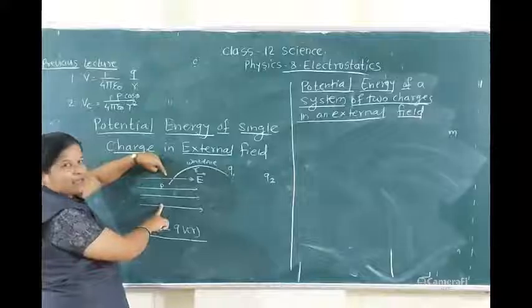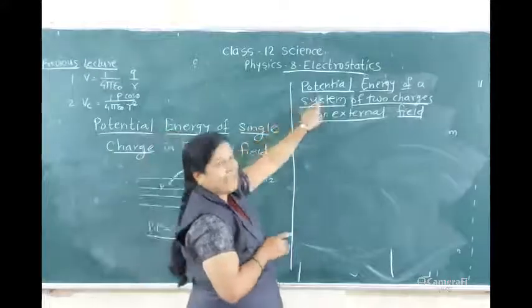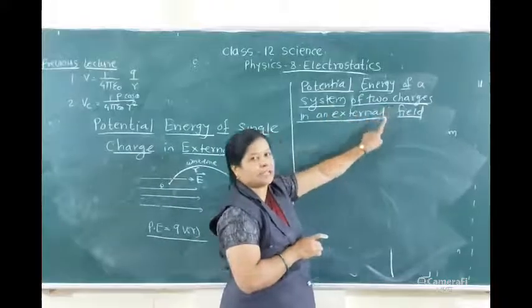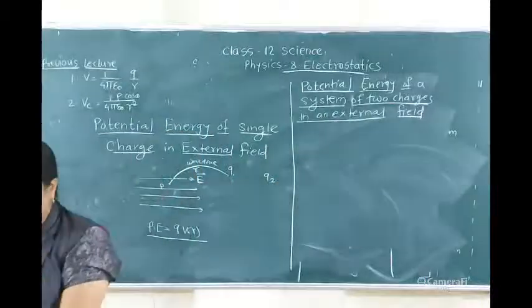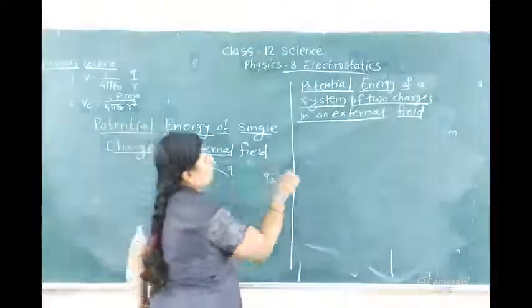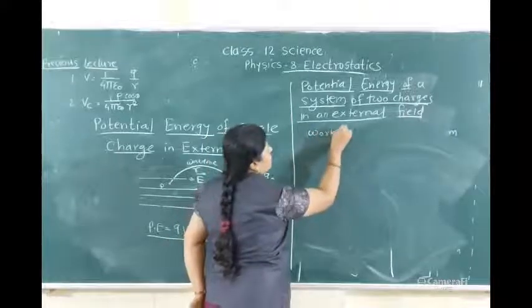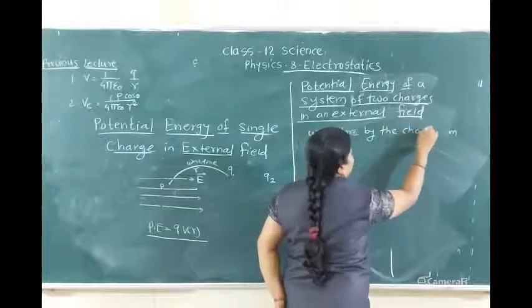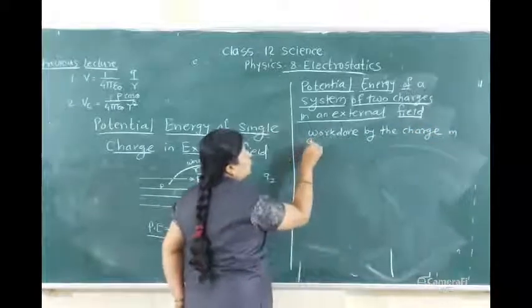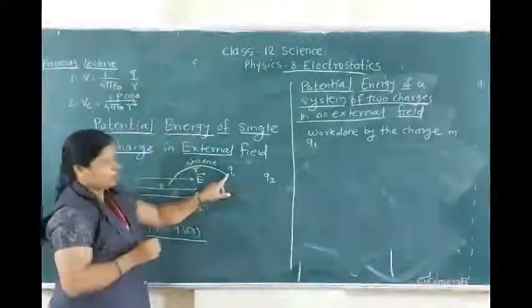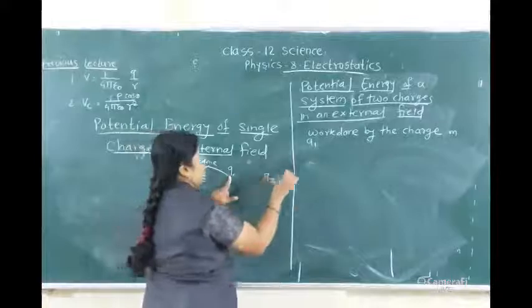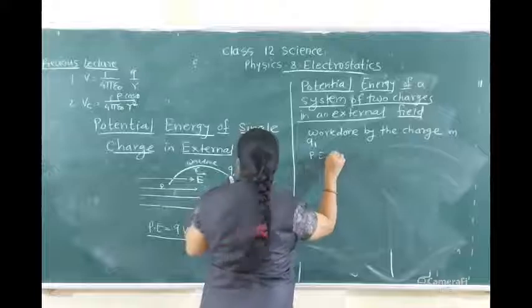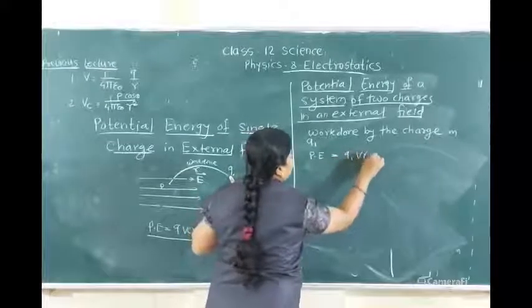Work done by the charge Q1 is equal to Q1 phi R1. For the charge Q1, this distance is R1. So we get potential energy Q1 into phi R1. Now this is equation number 1.